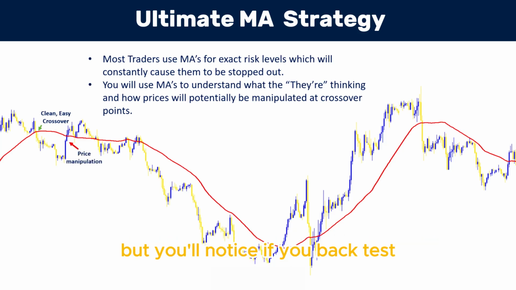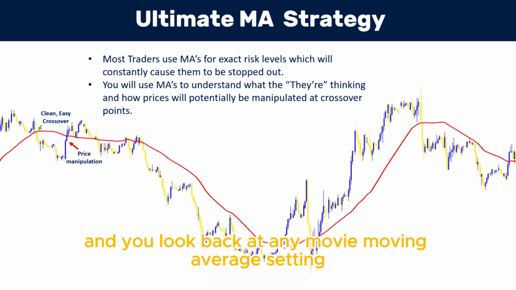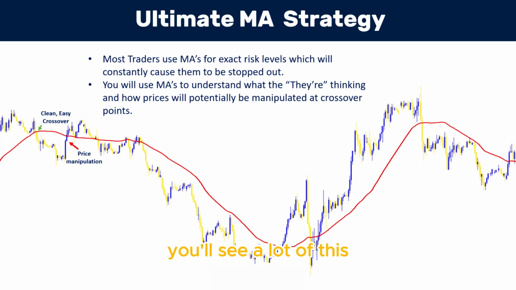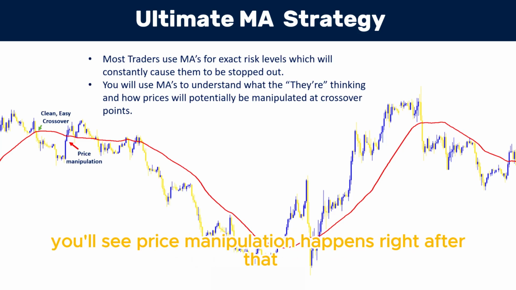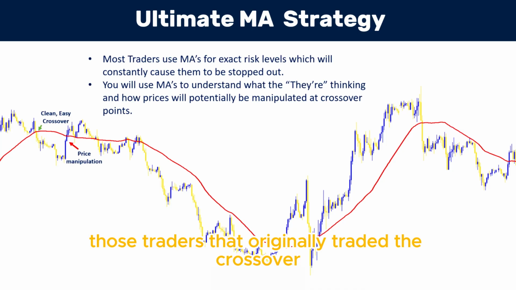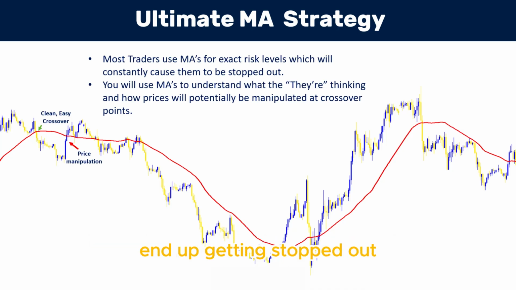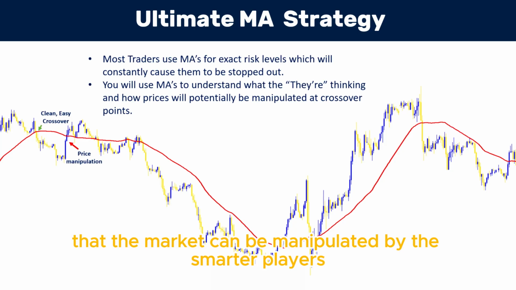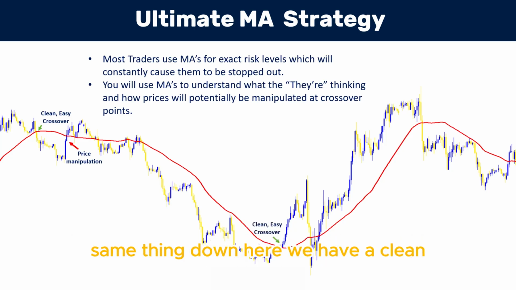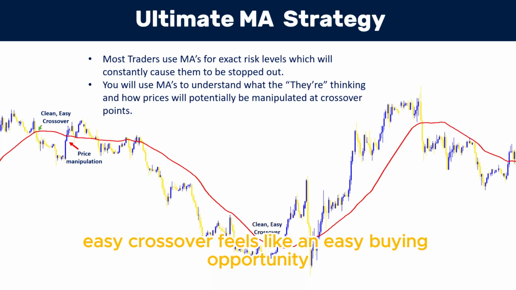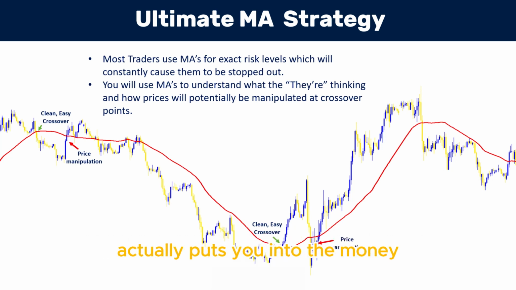But you'll notice if you backtest and you look back at any moving average setting, you'll see a lot of this. You'll see price manipulation happens right after that. Those traders that originally traded the crossover end up getting stopped out. And that's because that's a strong point that the market can be manipulated by the smarter players. Same thing down here. We have a clean, easy crossover. Feels like an easy buying opportunity, actually puts you into the money, but then followed by price manipulation, stopping those traders out.